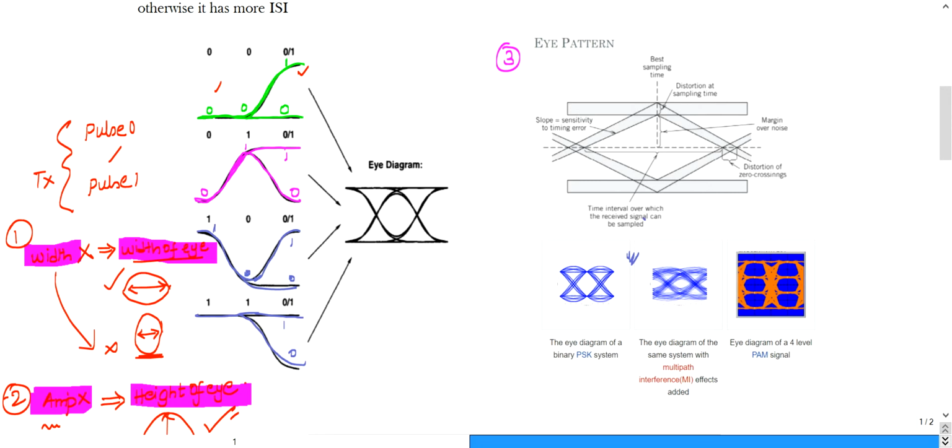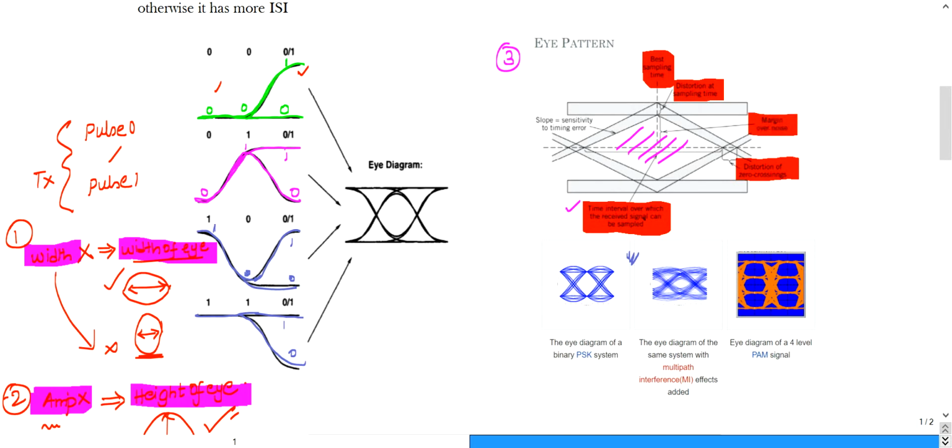Point number 3 or the third diagram, you can see this complete area is called the sampling area. This is the time interval over which the received signal can be sampled, wherever you like you can sample. Then this is the best sampling time. I already told you the middle is the best sampling point because it has larger width and larger height. Then the intersection of this upper triangle with the straight line is called distortion at the sampling time. Then the intersection of this lower triangle and upper triangle is called distortion of zero crossing. Then the height from this top to the middle origin is called margin over noise, and the slope of this indicates sensitivity to timing error.